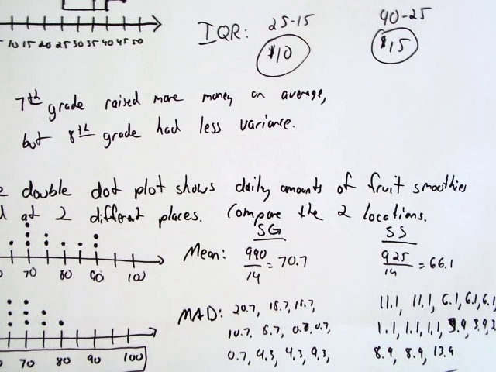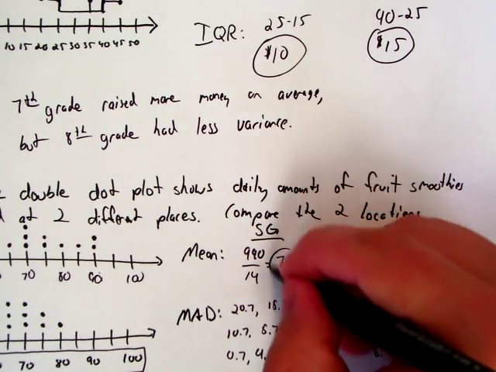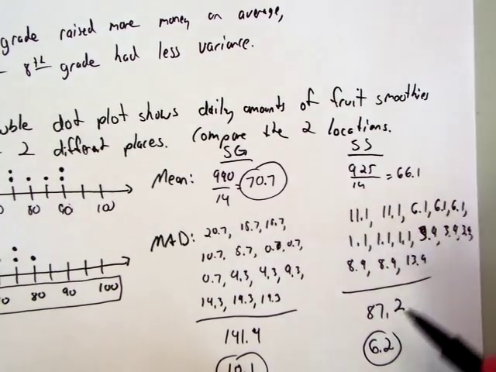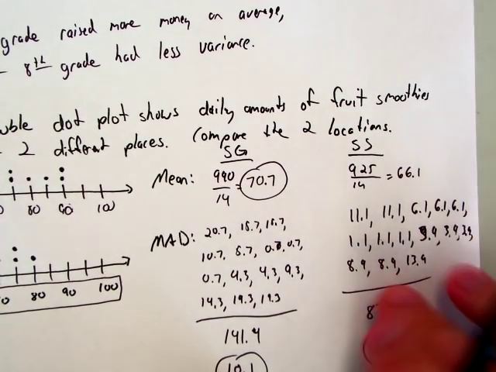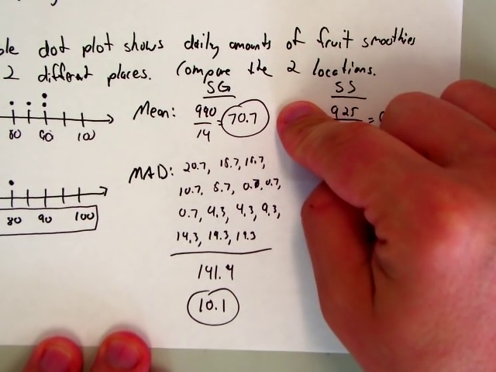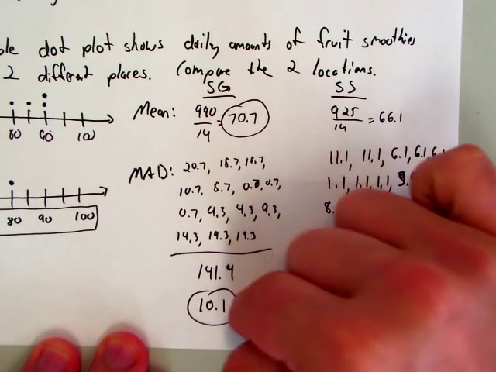Now, what that means is on a daily basis, Smoothie Galore sells more. However, Sunshine Smoothies has less variance, which means that their numbers are more reliable. Smoothies Galore could sell a bit more than their average or quite a bit less than their average, while Sunshine Smoothies are going to be pretty close to their average on a daily basis. So, Smoothies Galore has a higher average, but much more variance.